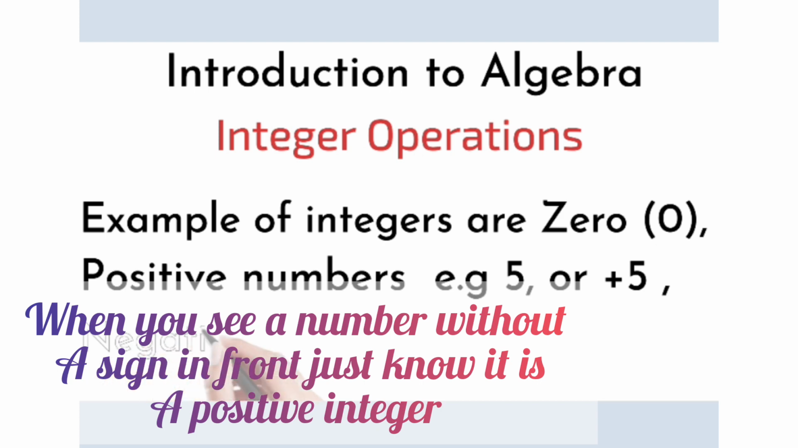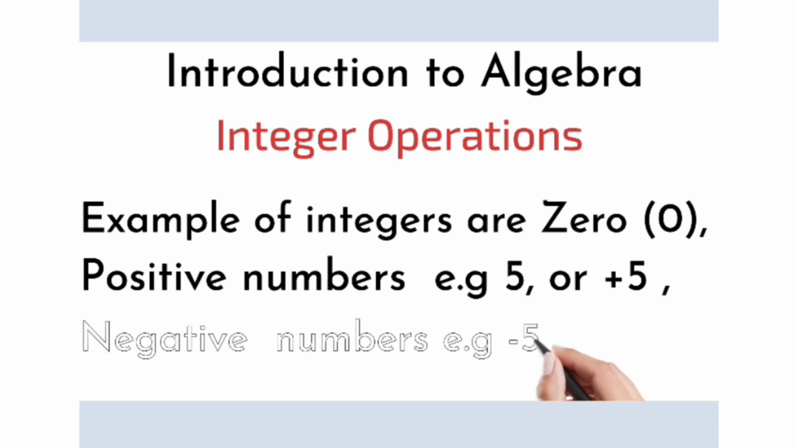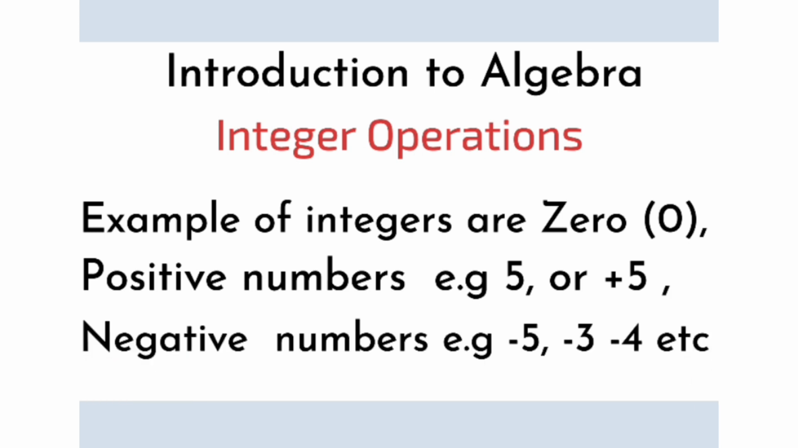When you see a number that is written without a plus in front, it simply means it's a positive integer. When you have a number that has no sign in front or has a plus, it simply means it's a positive integer. Then we have another type of integer, which is negative numbers. Examples of that are minus 5, minus 3, minus 4, etc. So these are examples of integers.